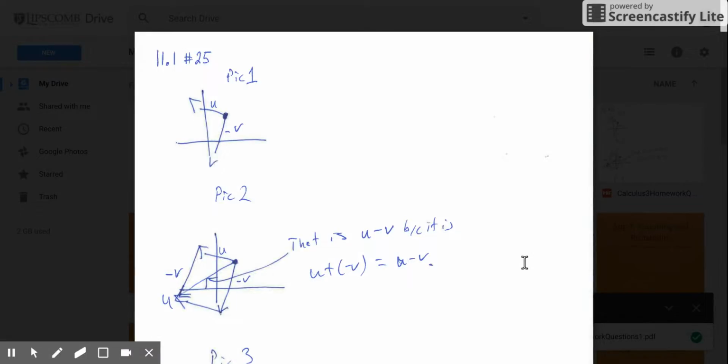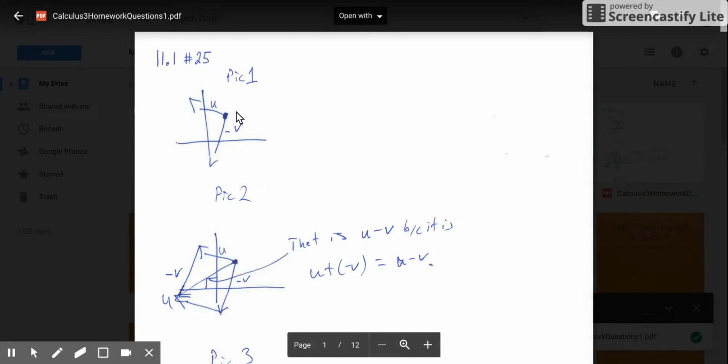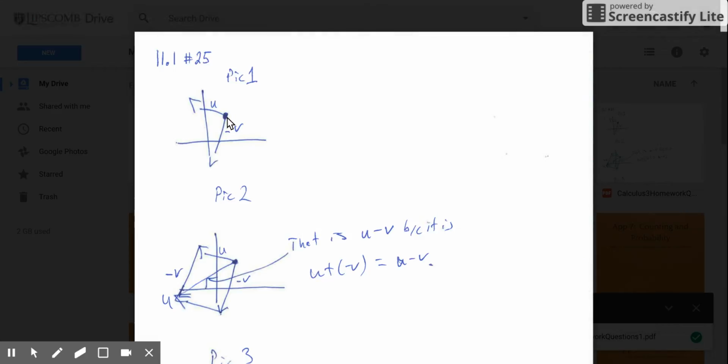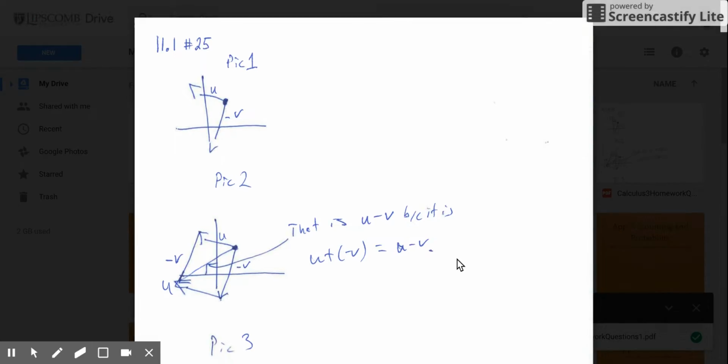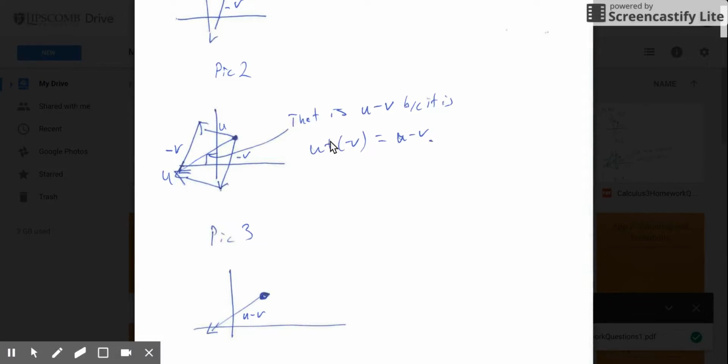All right, we're taking a look at 11.1, problem 25. Here they want us to draw u minus v. They give us the look of vectors u and v. I chose to do this in two stages. First, I thought about moving vector v over so that its initial point matched up with u's initial point. And then from there, I thought about the sum of u and minus v.